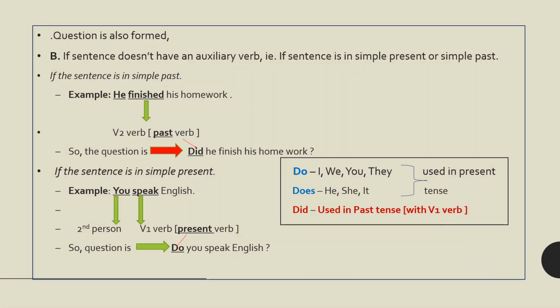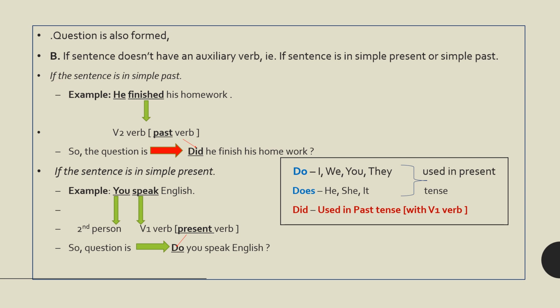A question is also formed if the sentence doesn't have an auxiliary verb, that is, if the sentence is in simple present or simple past. We have to use do forms of the verbs like do, does, did. Do and does are used in present tense. Did is used in past tense. Do is used with first person, second person and plural form like I, you, we and they. Does is used with third person, he, she, it. Did is used in past tense with the V1 form of the verb.